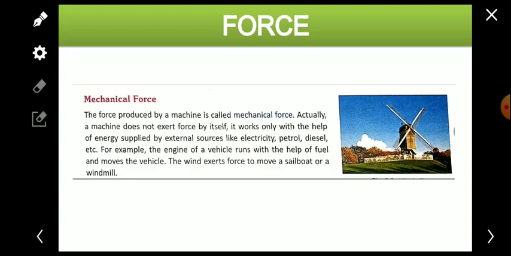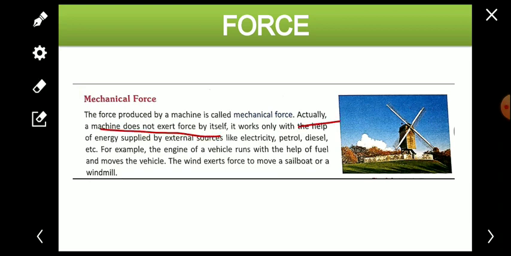Now, mechanical force. The force produced by a machine is called mechanical force. When the force is produced by machines etc., that is known as mechanical force. Actually, a machine does not exert force by itself. It works with the help of energy. Obviously, any machine works when energy is supplied, and then it produces the force. A machine works only with the help of energy supplied by an external source, like electricity, petrol, diesel, etc.